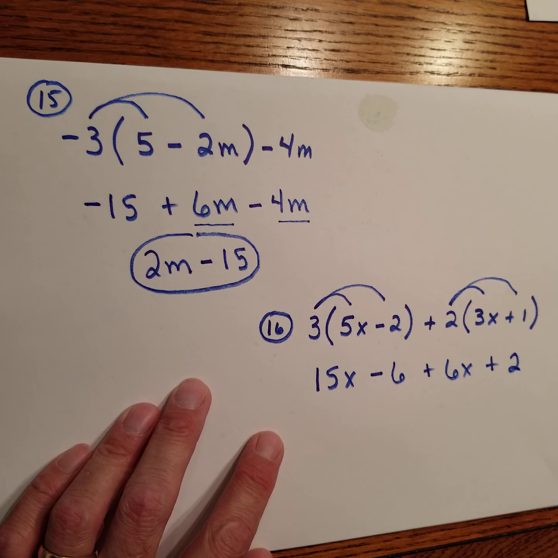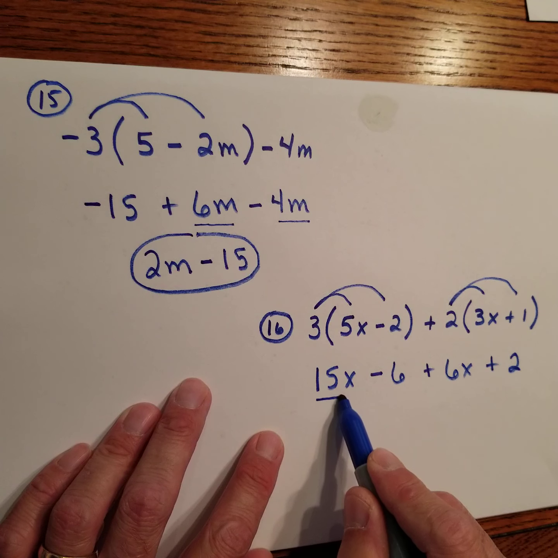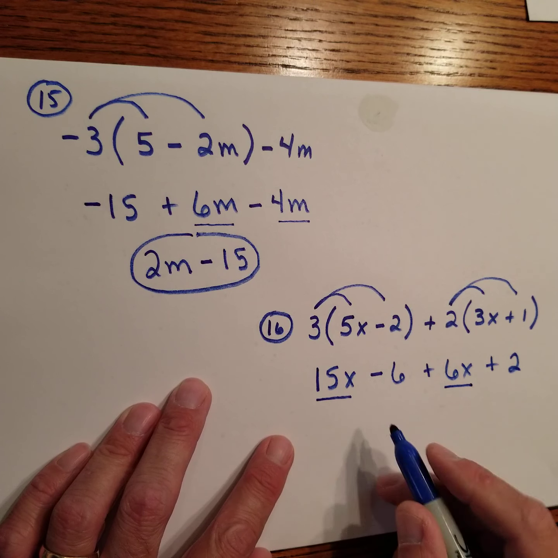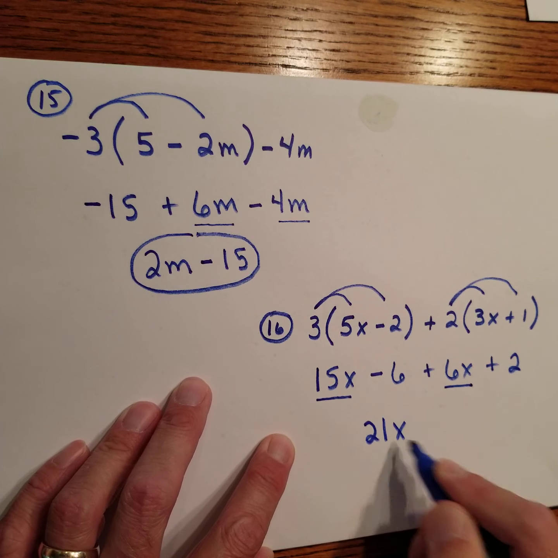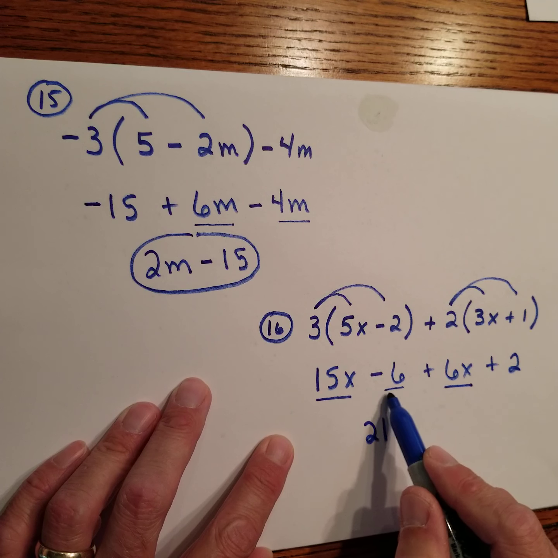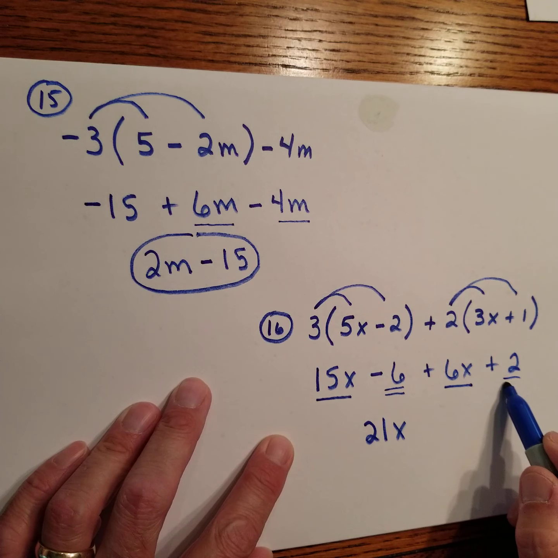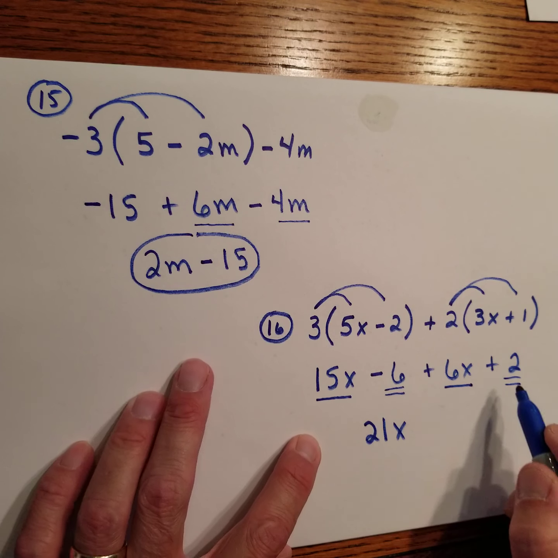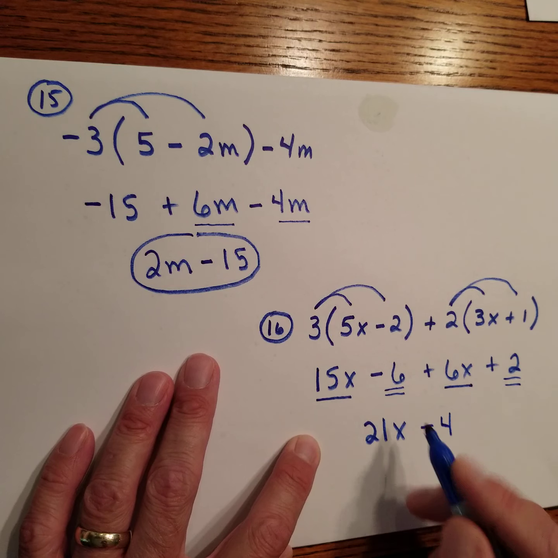Now combine like terms. That's got an x. That's got an x. 15 plus 6 is 21. This one does not have an x. This one does not have an x. Those are like terms. Negative 6 plus 2 is negative 4.